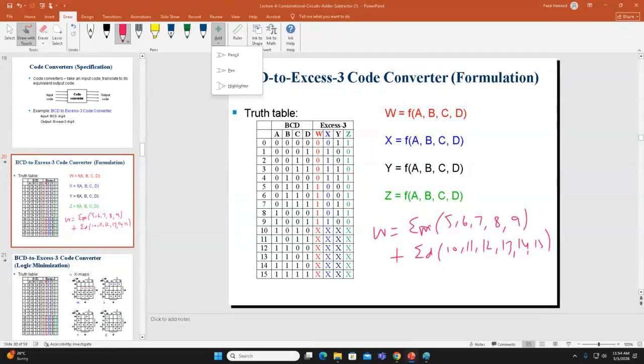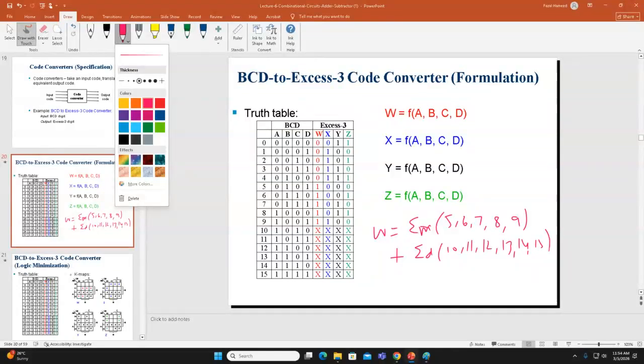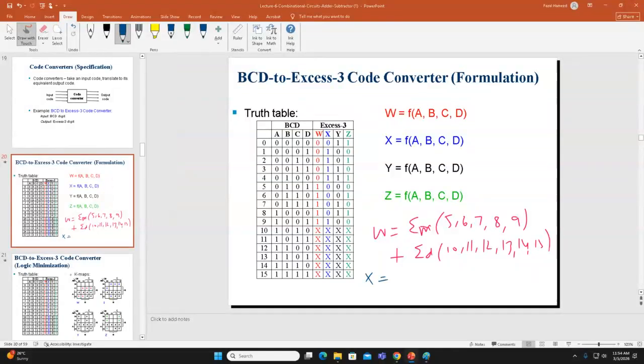What will be the expression for X? Can you tell me? Sigma M of 1, 2, 3, 4, 9 plus sigma D of 10, 11, 12, 13, 14, and 15. Similarly, we can find an expression for Y, and we can find an expression for Z.